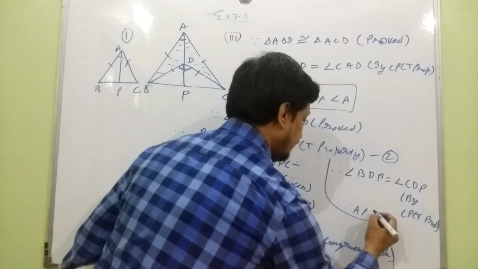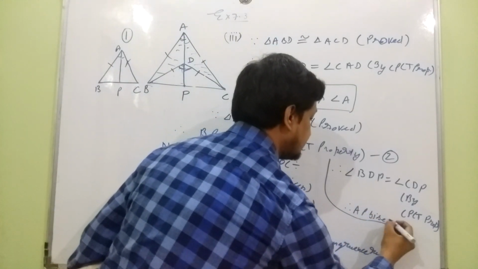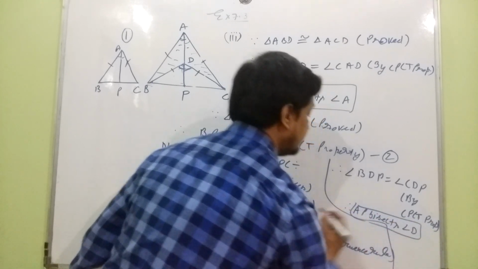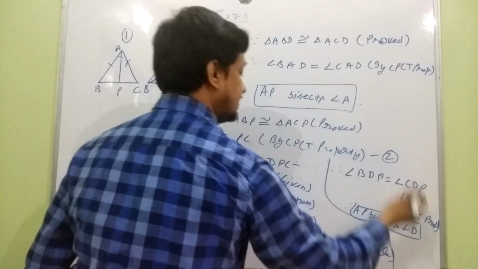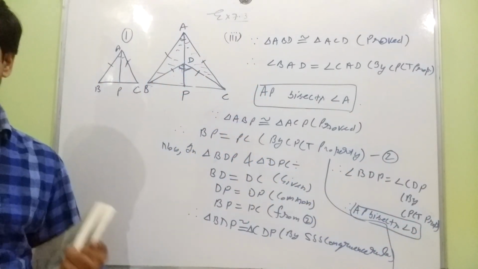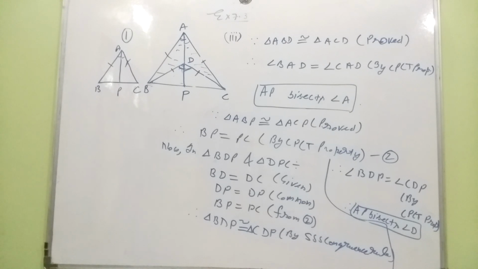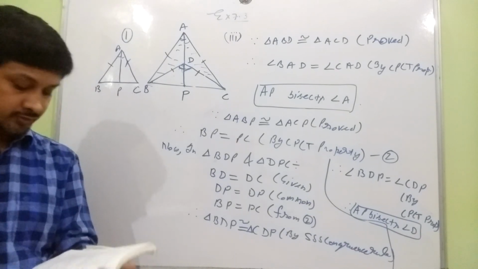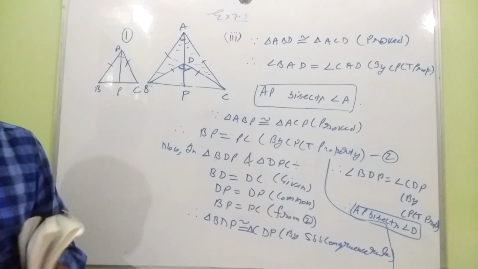because this angle is equal to this. So AP bisects angle D also. So these are the conclusion. First is this and other is this. So you can note down this. You can just pause the video and note down the solution. So we will do now the fourth part, which is the final.